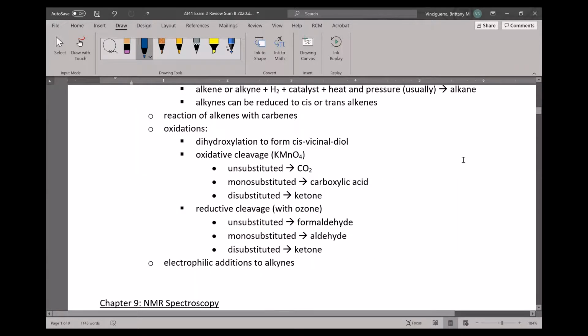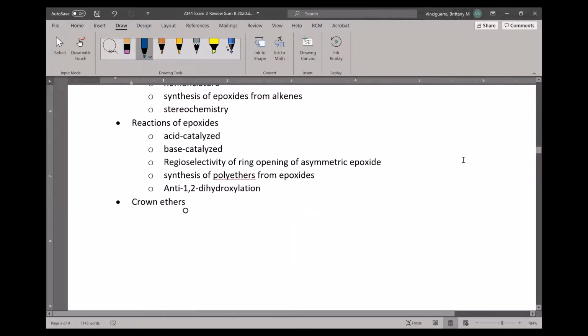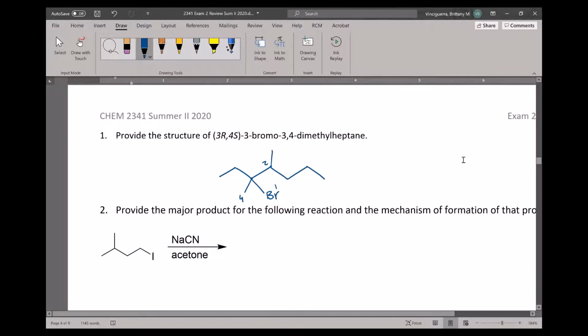Sorry. How does it do that? It's from my hand hitting the screen. It decides to open up the typing.